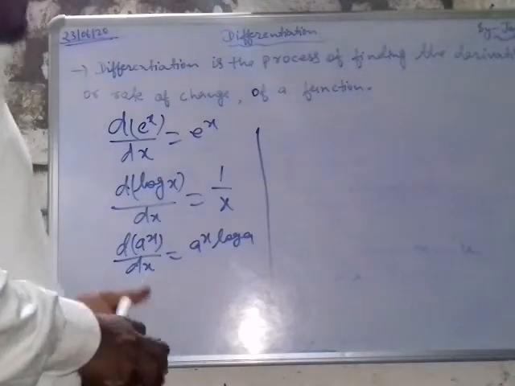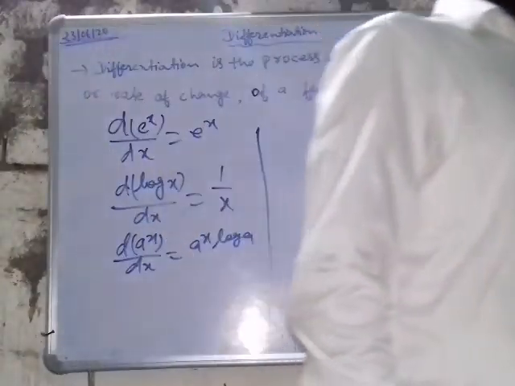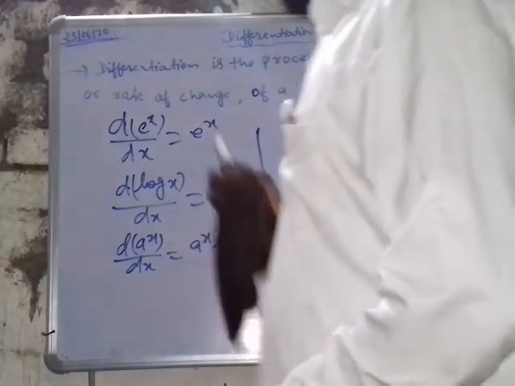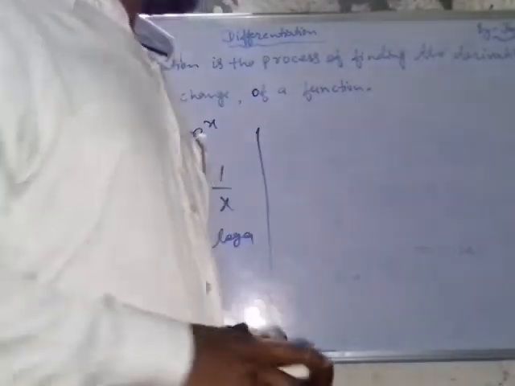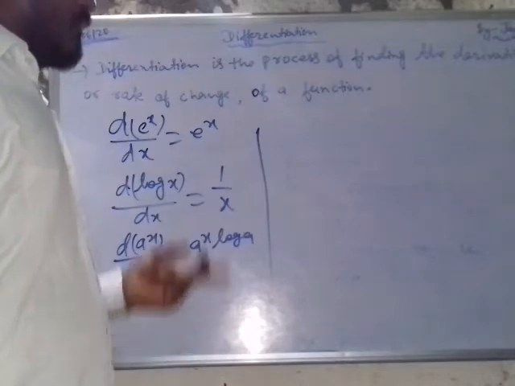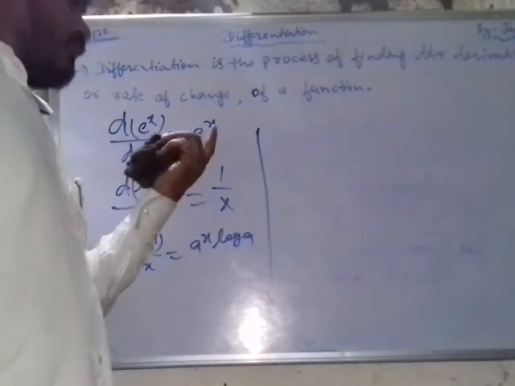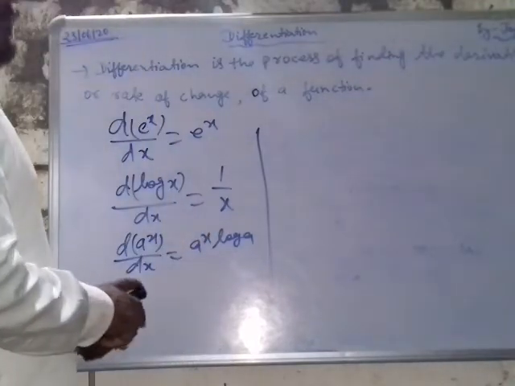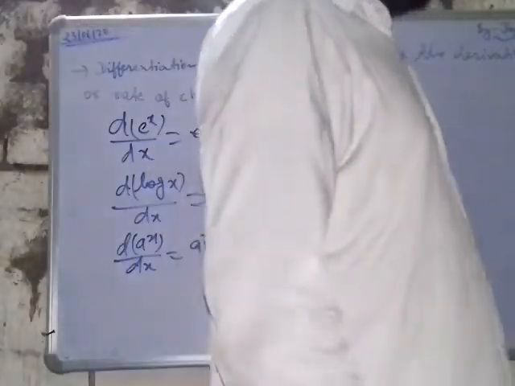These are the formulas for finding the derivative or rate of change of these functions. If we differentiate, we find the rate of change of all these functions with respect to the functions given, and we can solve problems related to these formulas.